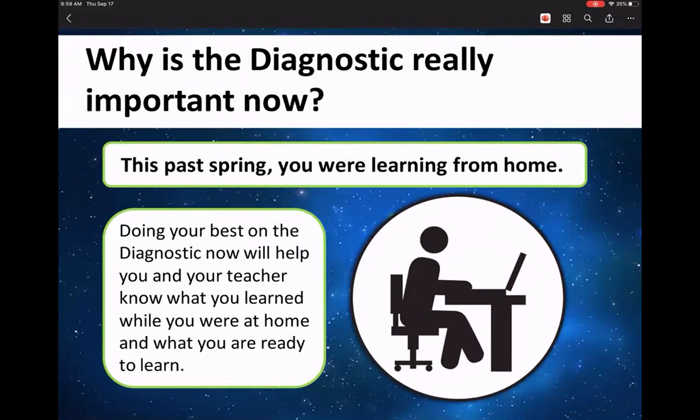Now, why is the diagnostic really important now? So the past spring, you guys were learning from home. So you did not take your FSA, you did not get new scores and all that stuff. So I really don't know how much you guys learned from last year. So doing your best on the diagnostic now will help you and your teacher know what you learned while you were at home and what you are ready to learn.